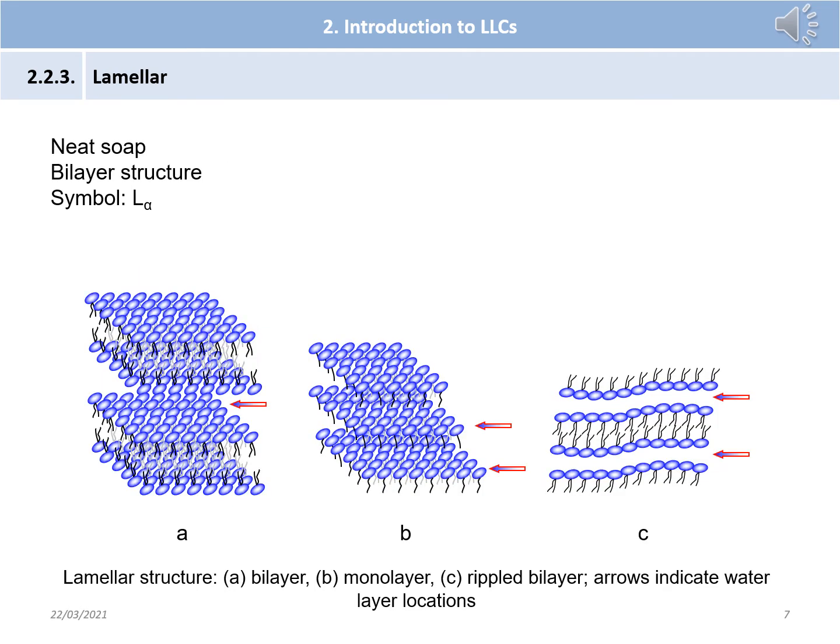Lamellar phase, L-alpha, or neat soap phase has double layers of surfactant molecules consisting of polar head groups, which protrude in the intervening layers of aqueous interface. The hydrocarbon chains are in a dynamic disordered state that is similar to paraffin in the liquid state, and the surfactant layers are separated by water layers. A notable feature of the neat phase is its relative fluidity in spite of high surfactant content, and thus the lamellae can glide easily over one another. Lamellar structure: A, bilayer, B, monolayer, C, rippled bilayer are shown on the slide.